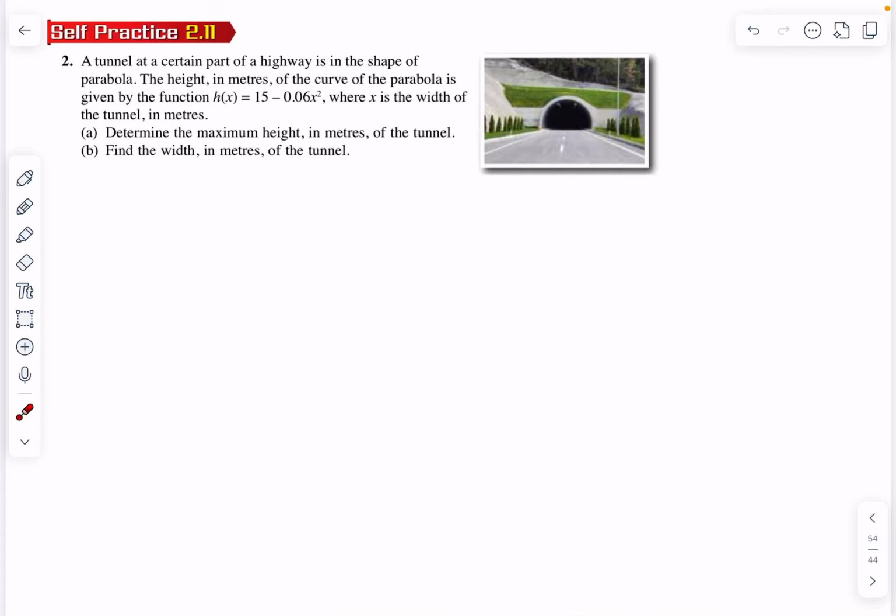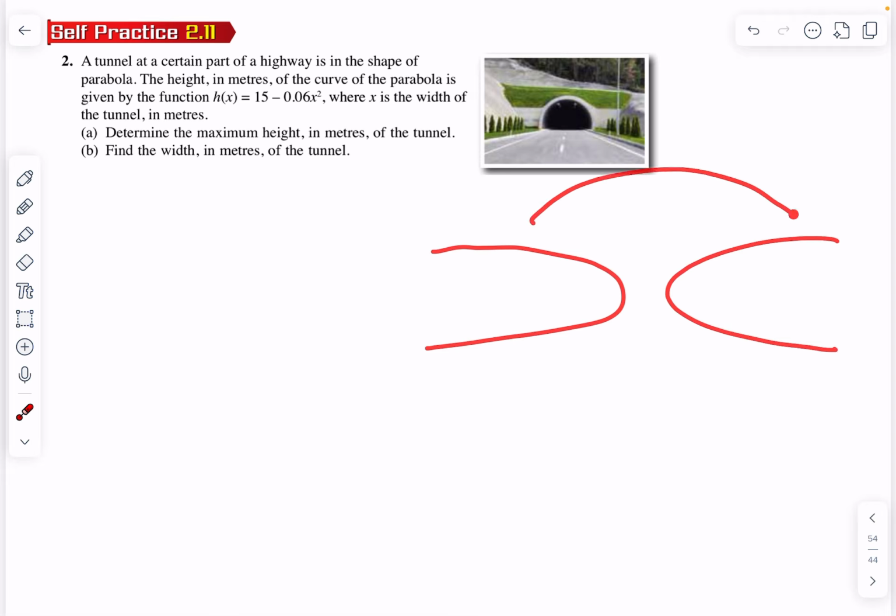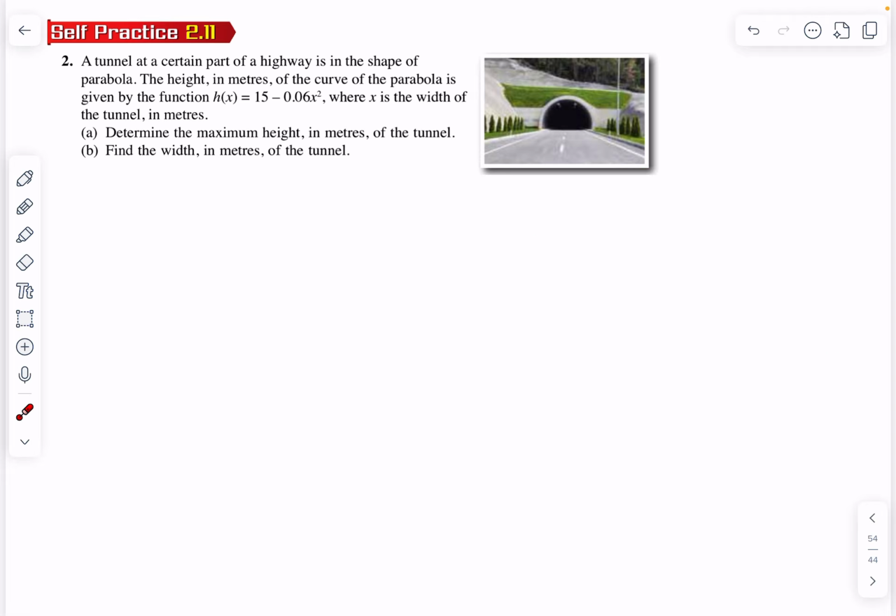Question 2. A tunnel at a certain part of a highway is the shape of a parabola. Parabola means the shape will be like this, or like this, or like this. These are parabolic shapes. It's not a circle. The height in meters of the curve is given by this function, where x is the width of the tunnel.